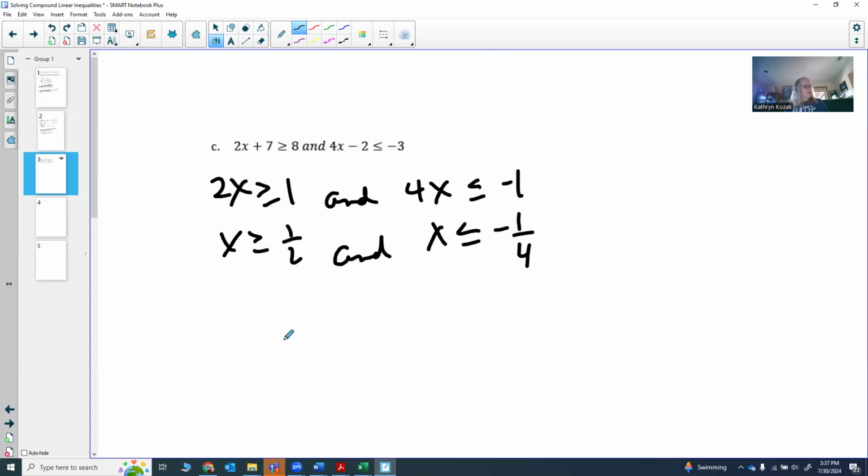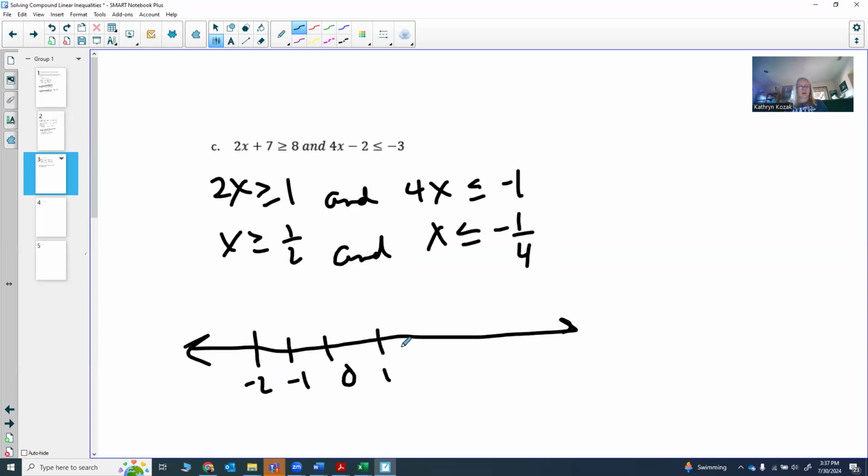The graph of these two inequalities is: 0, 1, 2, 3, let's say. X is greater than or equal to 1/2 would look like this. Bracket at 1/2 and shading to the right. X is less than or equal to -1/4 would be about here. Bracket and shading to the left.